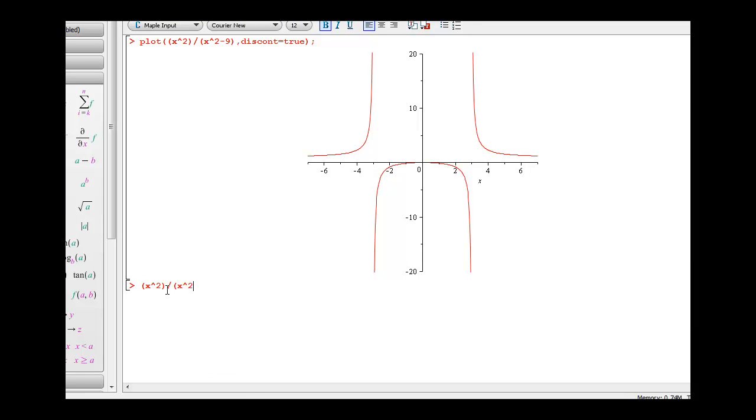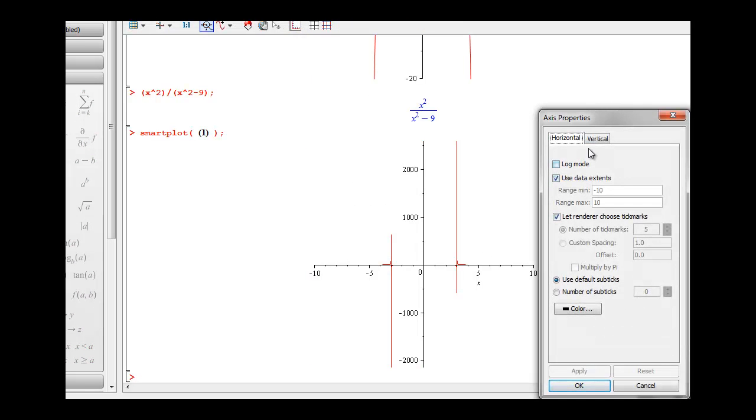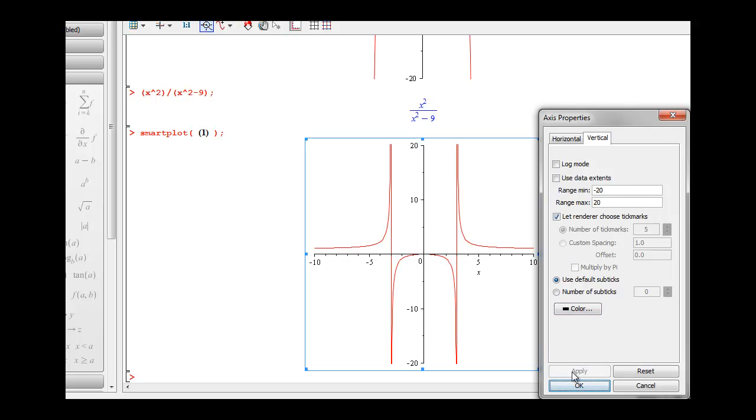Let's pop back to Maple real quick, and I'd like to graph the same function, x squared divided by x squared minus 9, by right-clicking and using our plots command. So here's my graph. Let's go ahead and fix the vertical range from negative 20 to positive 20. And hopefully we'll get an idea about that discont equals true.